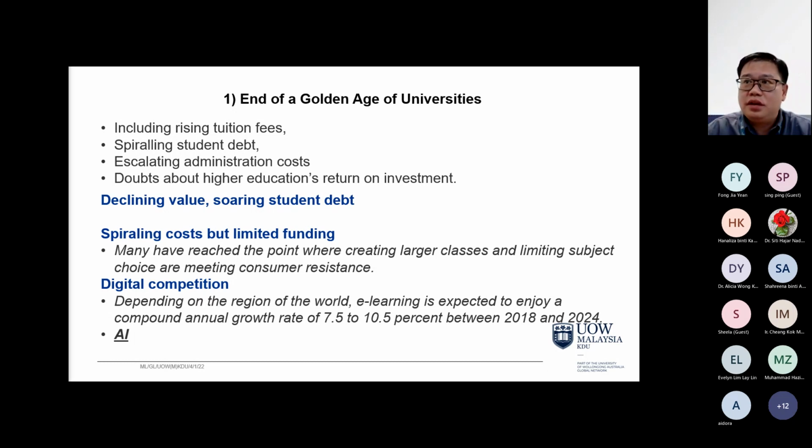Why? Number one, rising tuition fees. Two, spiraling student debt, escalating administrative costs, and doubts about higher education's return on investment. So the first one is declining value, soaring student debt. Education is not cheap. And I believe some of you have read the report, published two to three years ago, where they said that 75% of SPM grads don't want to continue their education. They want to go and work.